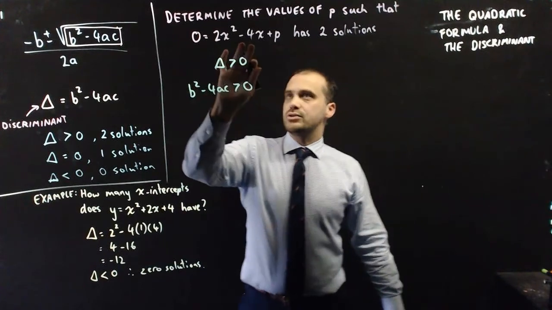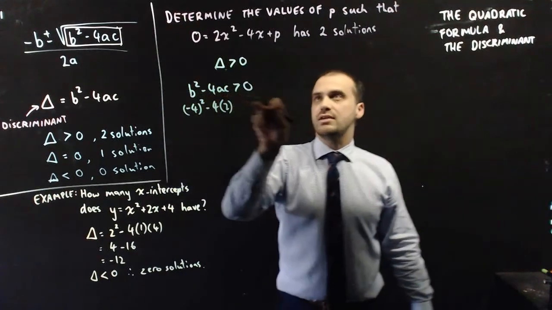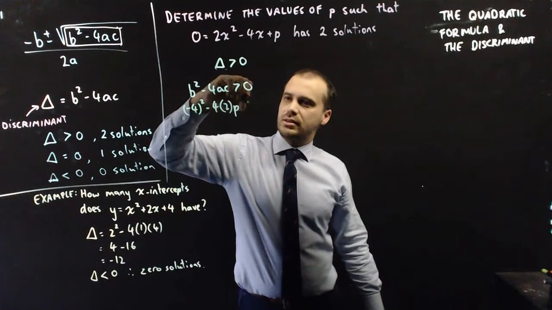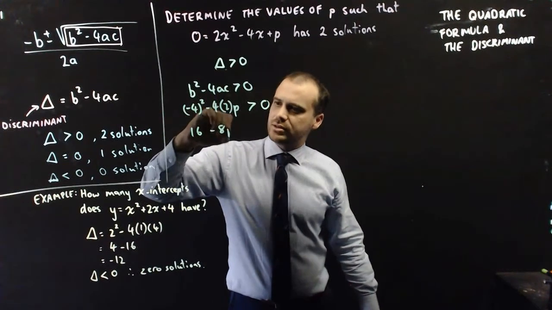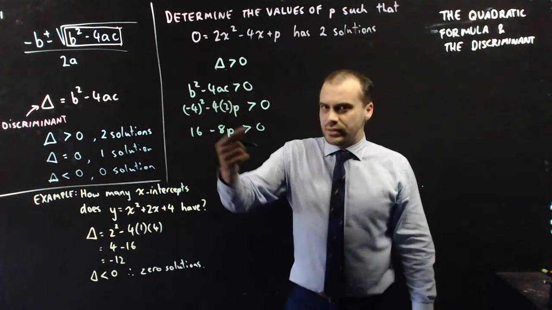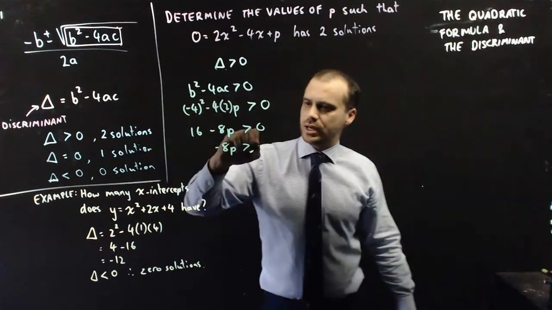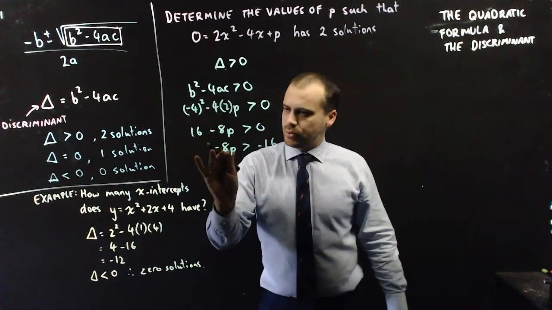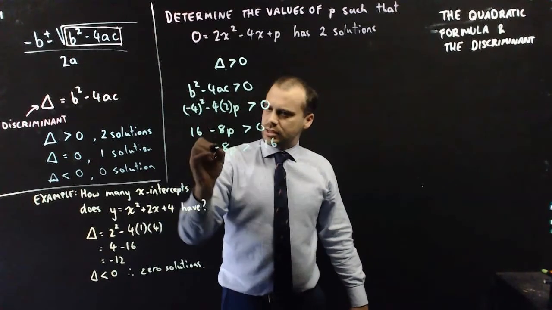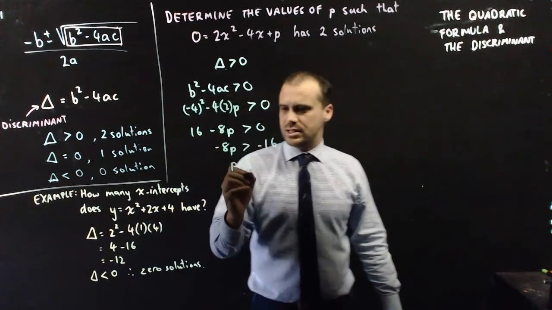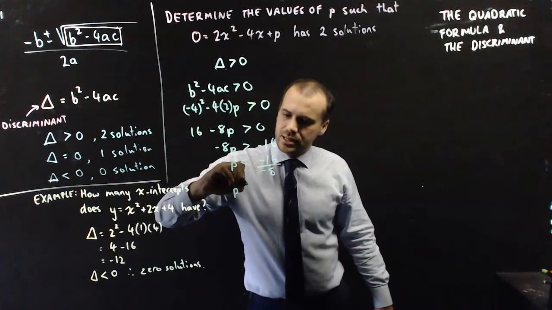Now, subbing in our values, we've got negative 4 squared minus 4 times 2, and the c value is p. And we need that to be greater than 0. Now that's 16, that's negative 8p, and we need that to be greater than 0. And then we can rearrange this. So negative 8p needs to be greater than negative 16. And then we divide by negative 8. Now when we divide by negative 8 in this inequality, the inequality is going to flip. So we're going to end up with p is less than negative 16 divided by negative 8. So p needs to be less than 2.